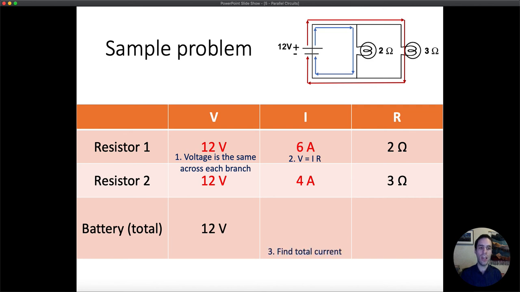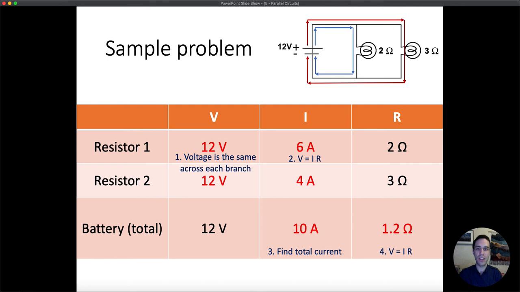Step 3, we're going to find the total current provided by the battery. We just add them up. 6 amps blue circuit plus 4 amps red circuit makes 10 amps that the battery has to provide. Last step, we can use Ohm's law again to solve for the effective resistance of the entire circuit. How much resistance does the battery feel? That's voltage divided by current. So we get 1.2 ohms of resistance for the entire circuit.